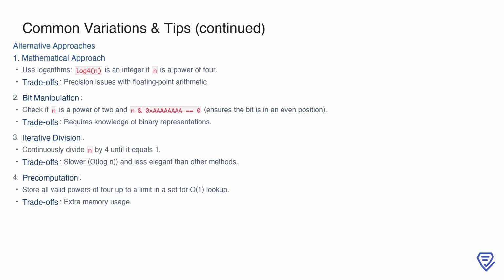For those who prefer simplicity, iterative division works by repeatedly dividing n by 4 until it equals 1. While intuitive, this method has a slower time complexity of O(log n). Finally, pre-computing all valid powers of 4 up to a certain limit allows for O(1) lookups, though it comes at the cost of additional memory usage. Each of these methods has trade-offs, so understanding the context of your problem is essential when choosing the right approach.